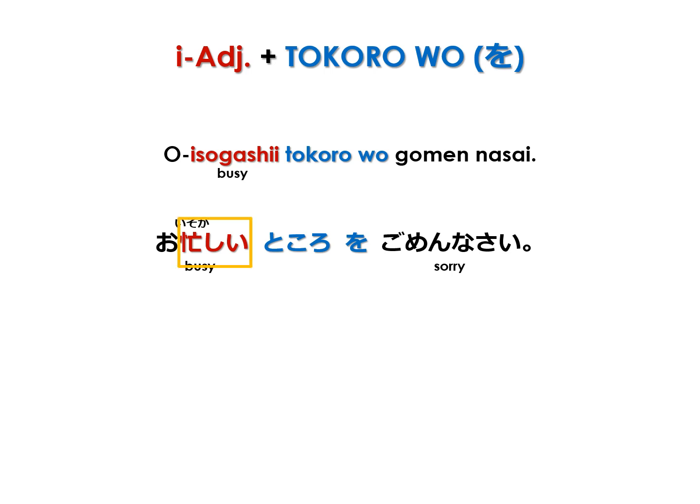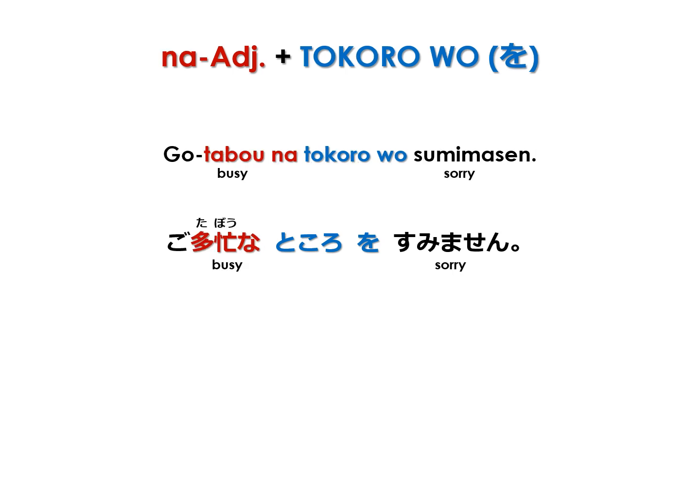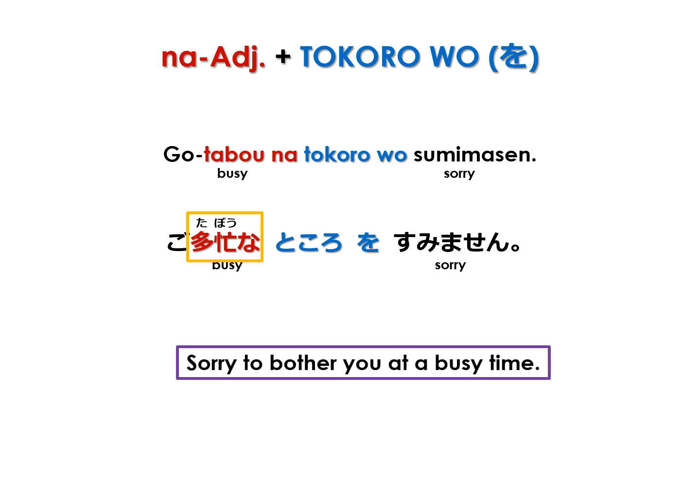The i adjective is 忙しい, meaning busy, and it has the honorific prefix o before it to indicate that the listener is busy. This greeting means, sorry to bother you at a busy time. This is a similar greeting that uses a na adjective. ご多忙なところをすみません。多忙な is a na adjective meaning busy, and the honorific prefix go is put before it to indicate the busyness of the listener. Again, this greeting means, sorry to bother you at a busy time.